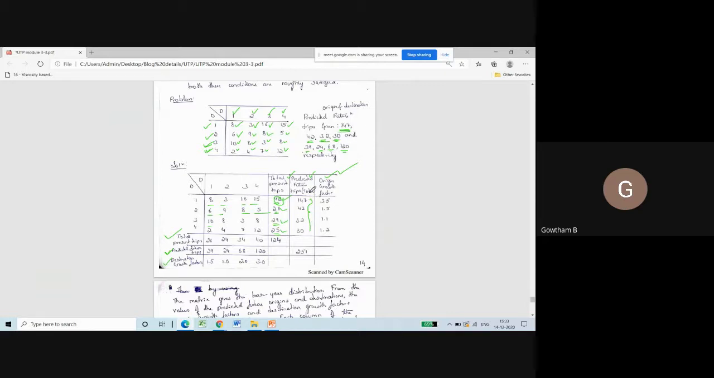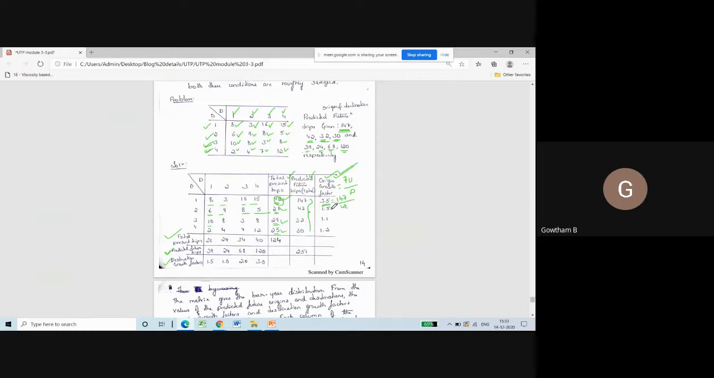I just tabulated here. Now you have to calculate the origin growth factor by the formula future trips divided by present trips. Here, how did we get 3.5? What is the future number of trips in area number 1? 147. Present number of trips is how much? 42. Therefore, 147 divided by 42 is equal to 3.5.